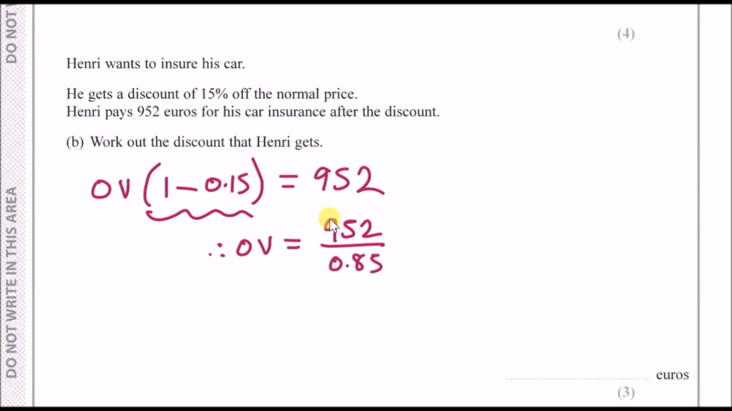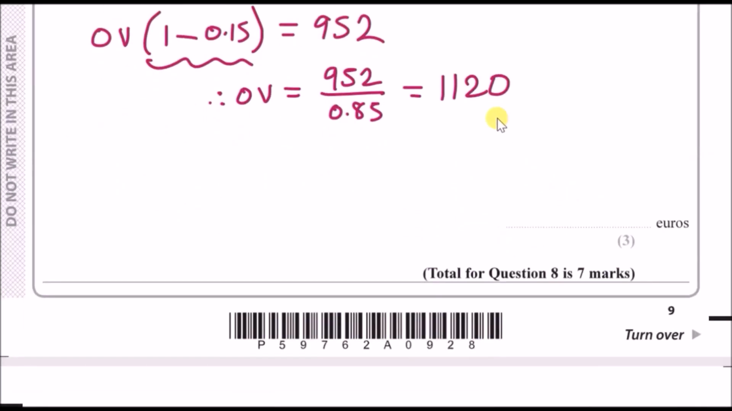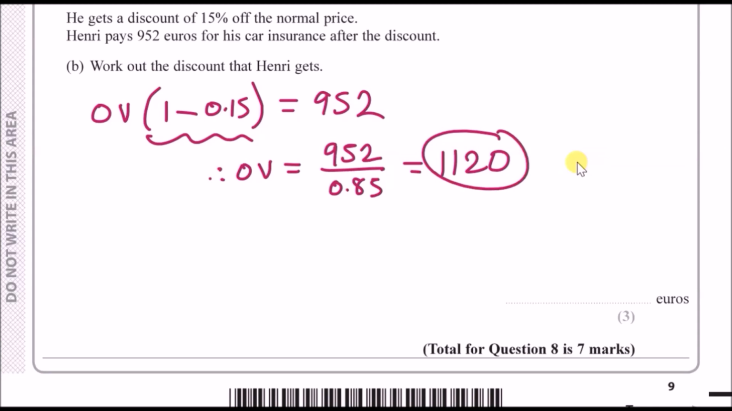Put this in the calculator, and you'll realize that the original value of the car before you insured it was 1,120 euros. Now, you'd think this is the answer, guys, but it actually isn't, because that's not a discount. That's the original price. And this 952 is the new value. The discount is actually the difference between the new and the old. So if you subtract this value with this value, you'll be left with a discount of 168 euros. And that's it, guys.